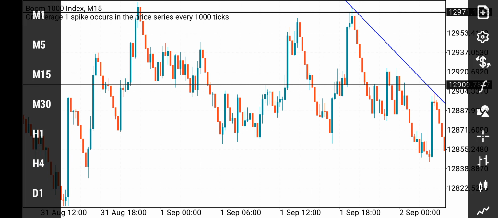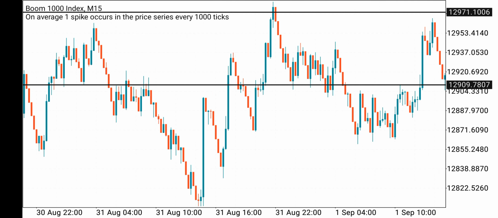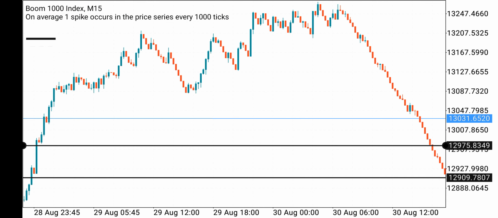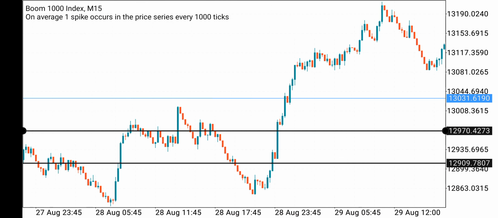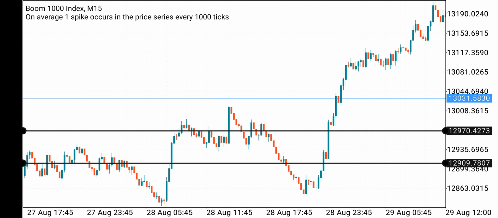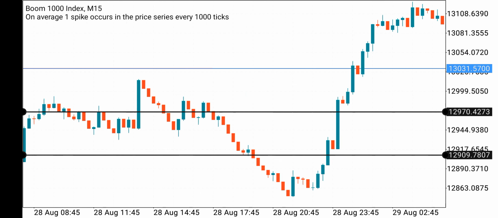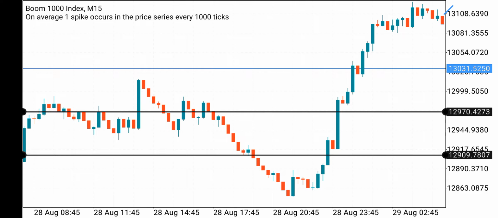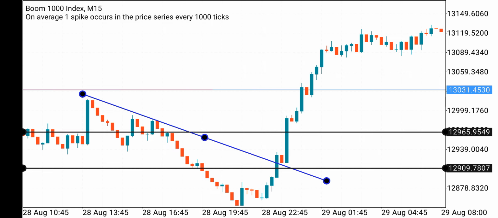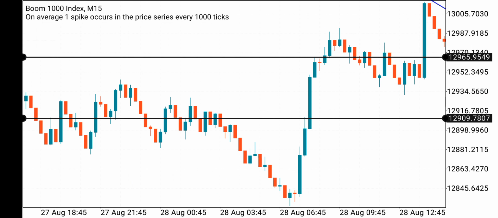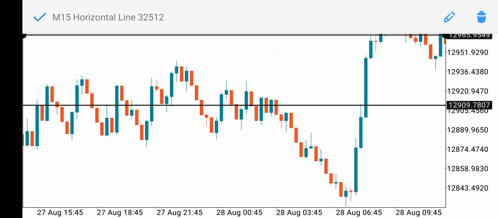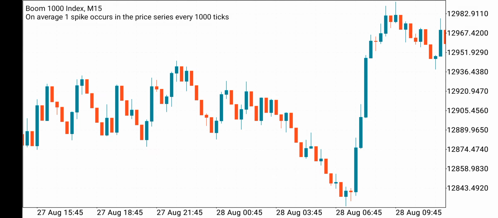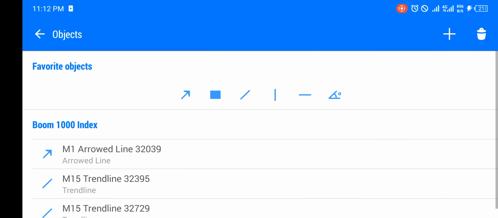You see that it works everywhere. Very simple. The same thing happened there. See it? It broke and then it's going to the upside. The same thing happened here, and here also.